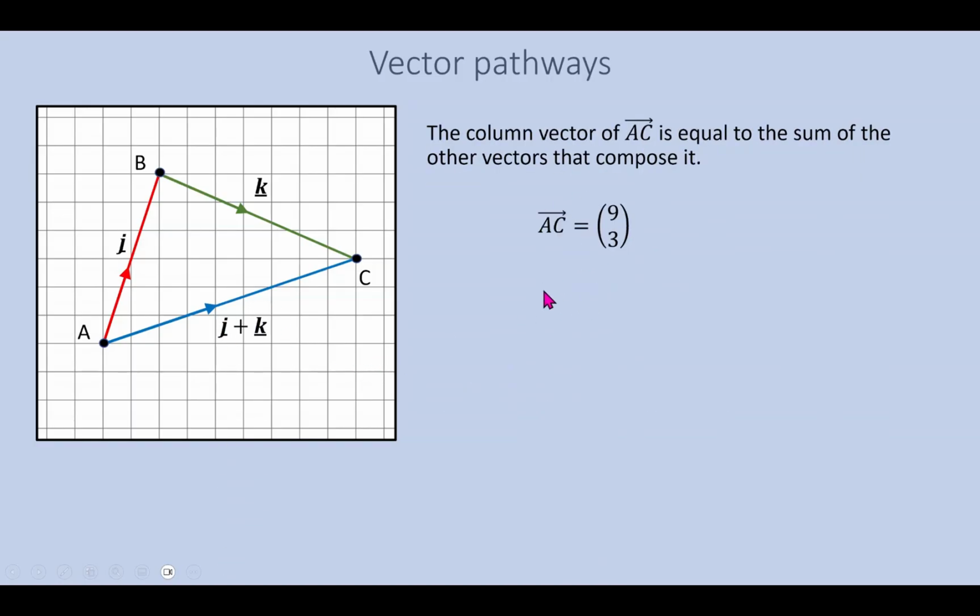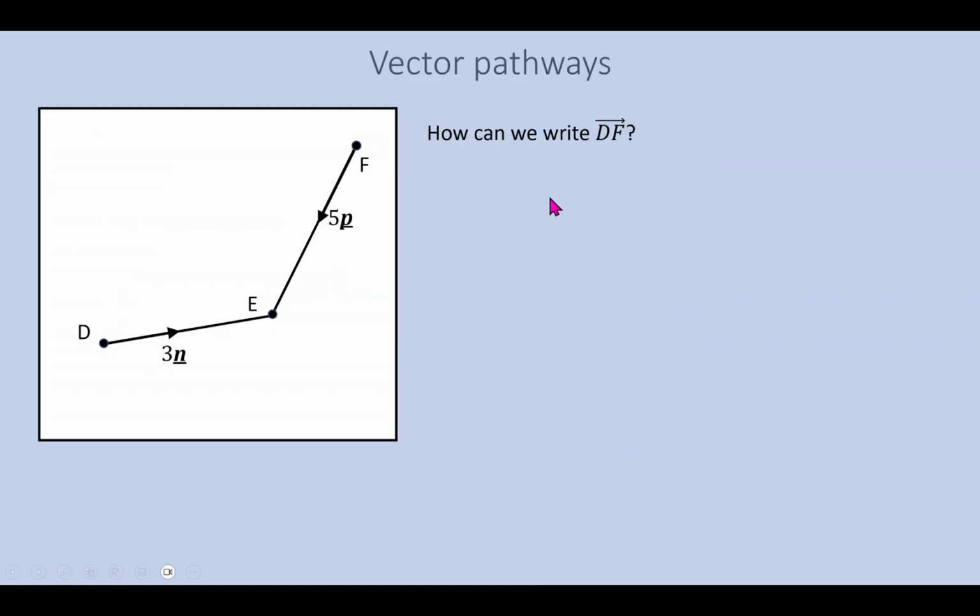For the column vector, it's the same. We have practiced that just now already. If you want to go there, your result of the two added together will be exactly the same. Exactly the same. And how do we write DF? D to F, that was last time.